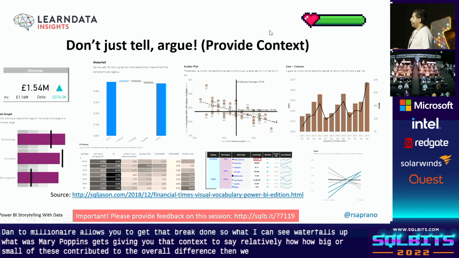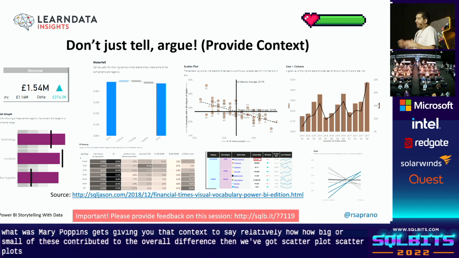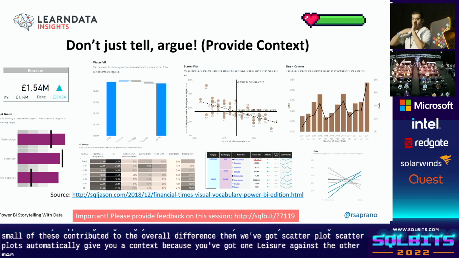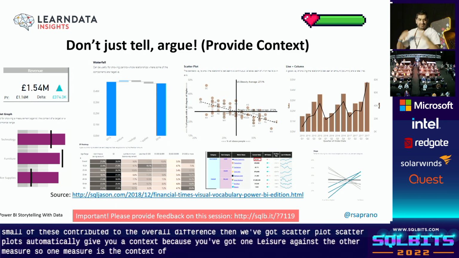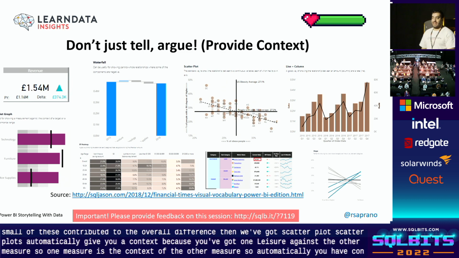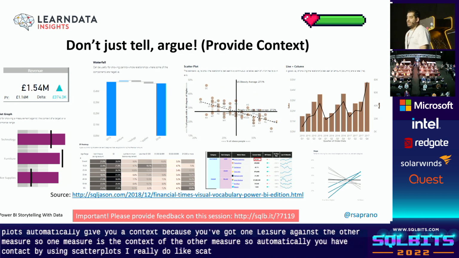Then we've got scatter plots. Scatter plots automatically give you context because you've got one measure against the other measure. So one measure is the context for the other measure. So automatically you have context by using scatter plots. I really do like scatter plots as a way of visualizing measures.